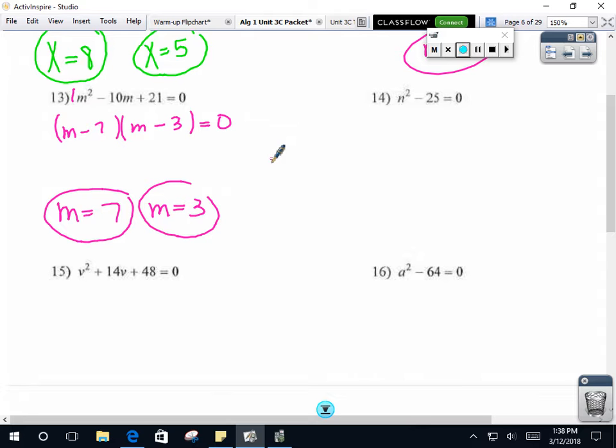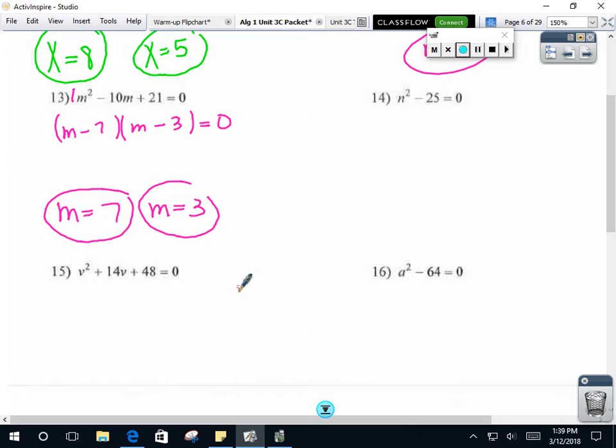Why else are those the solutions? We just talked about this a second ago. Because 7 squared minus 10 times 7 plus 21 equals 0, and so does 3 squared minus 10 times 3 plus 21. Those are the only two numbers that will actually make this equal 0.